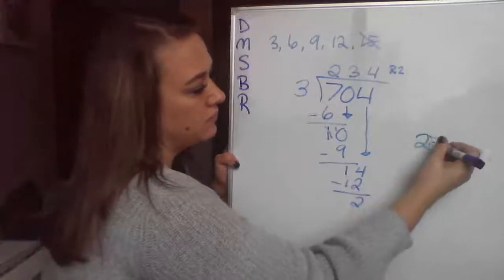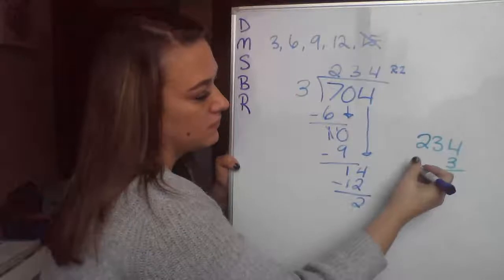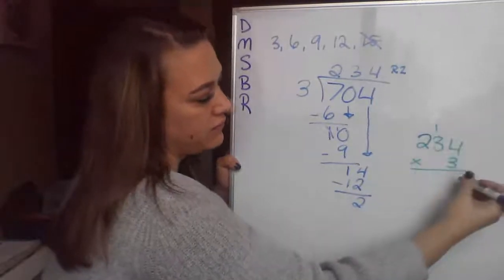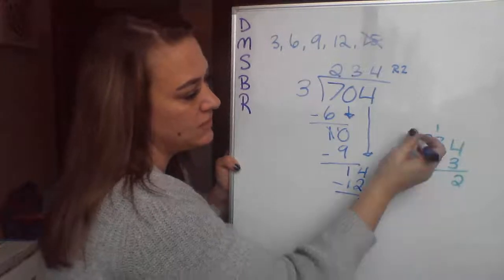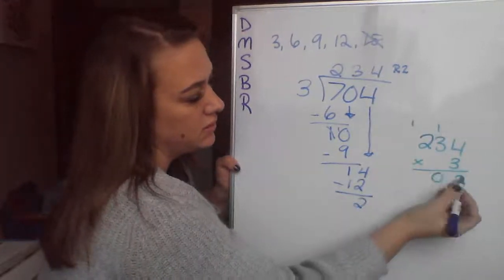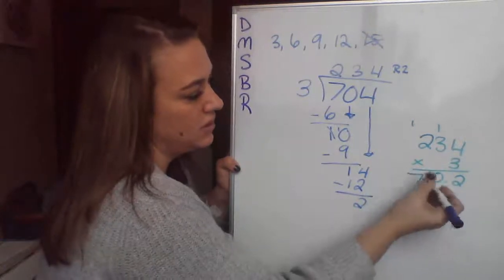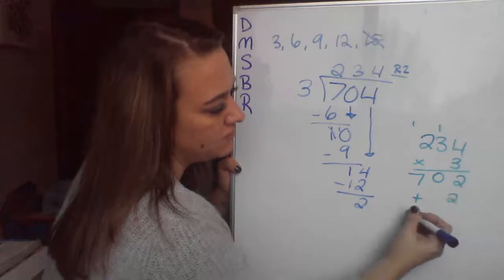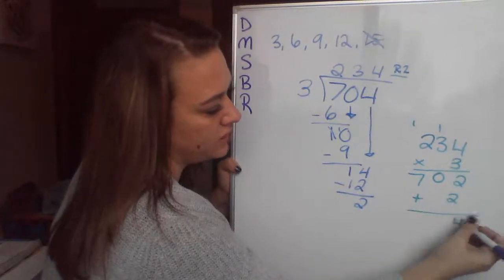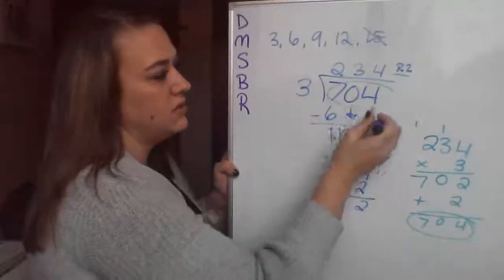234. Multiply it by 3. 3 times 4 is 12. 3 times 3 is 9. Plus 1 gives me 10. 3 times 2 is 6. Plus 1 gives me 7. And I need to add my remainder. So plus 2. 2 plus 2 is 4. 704.